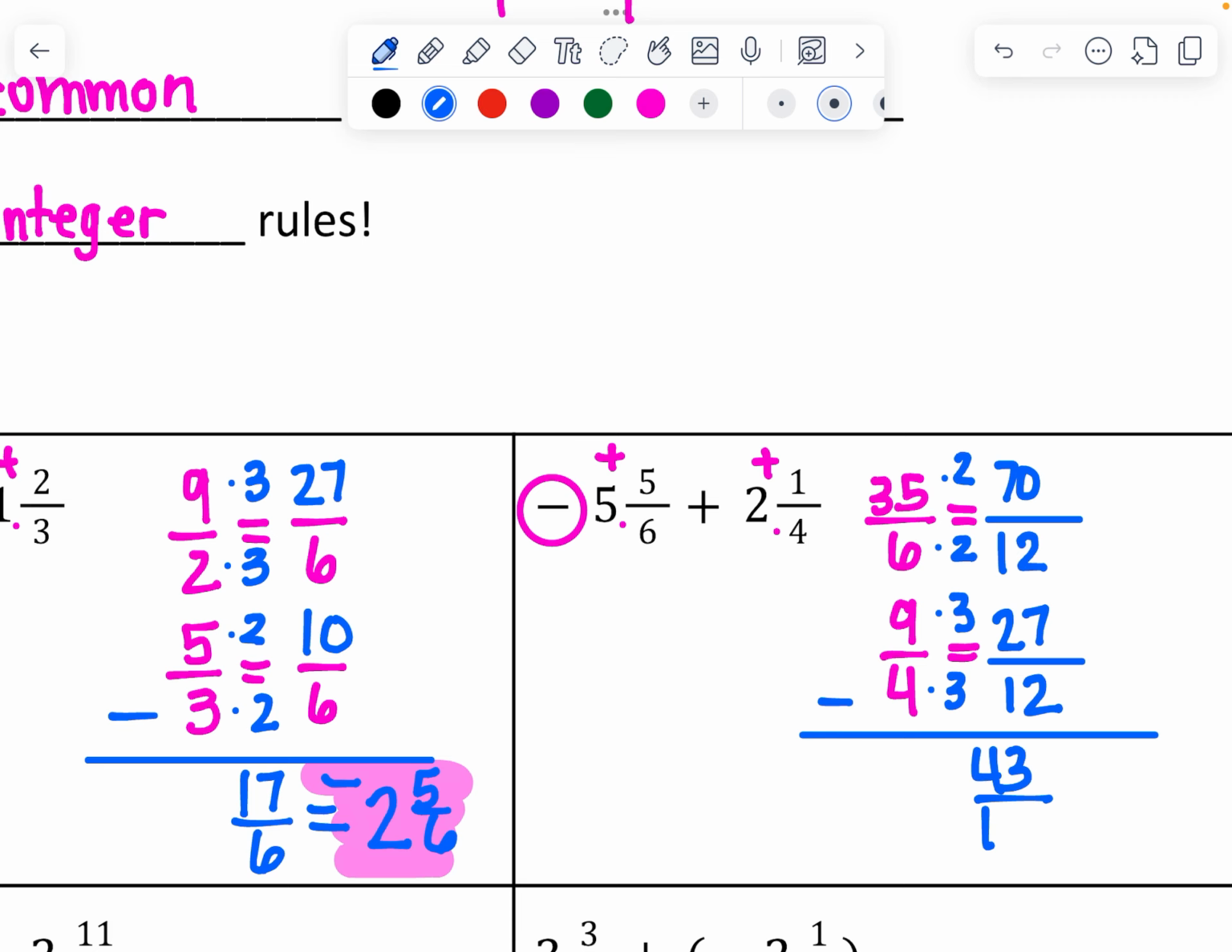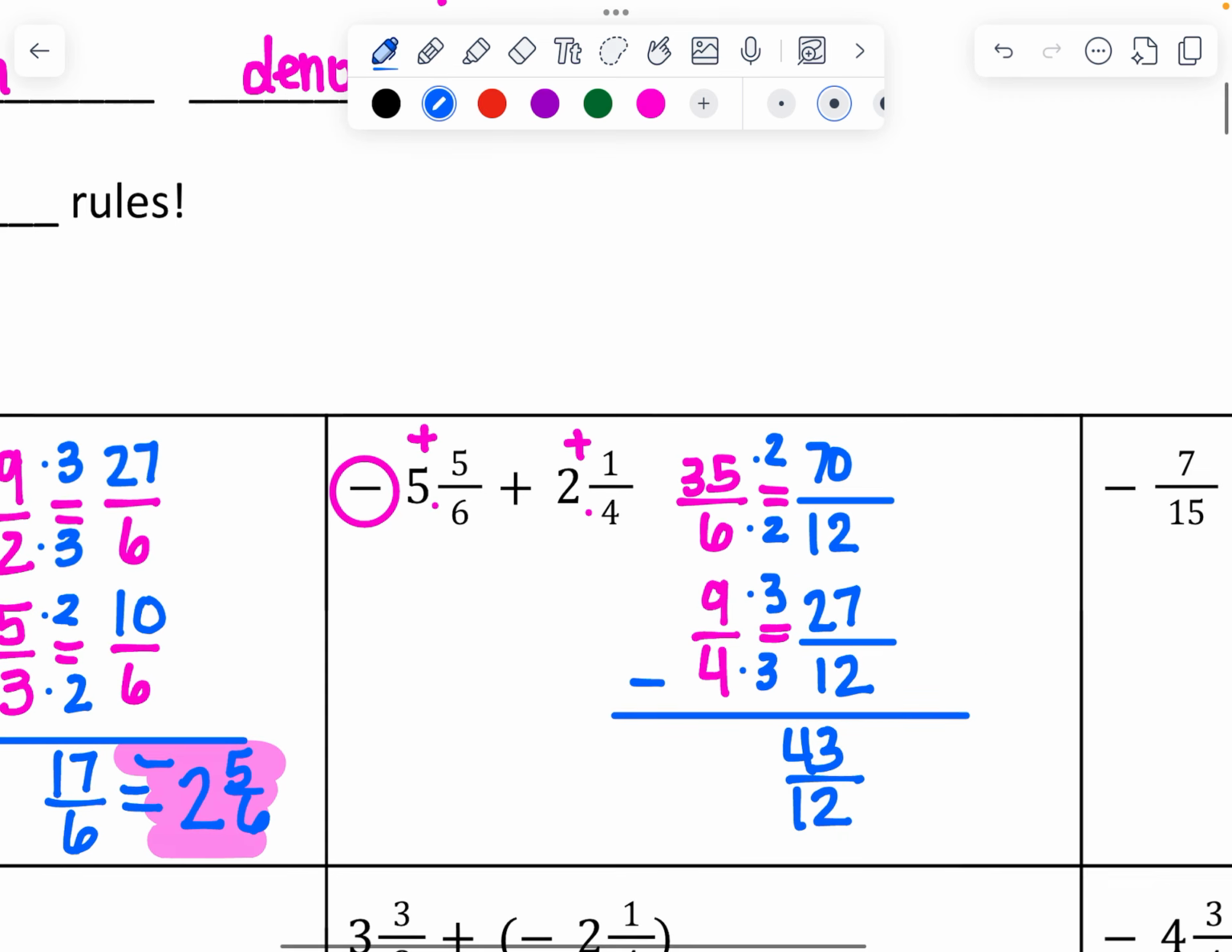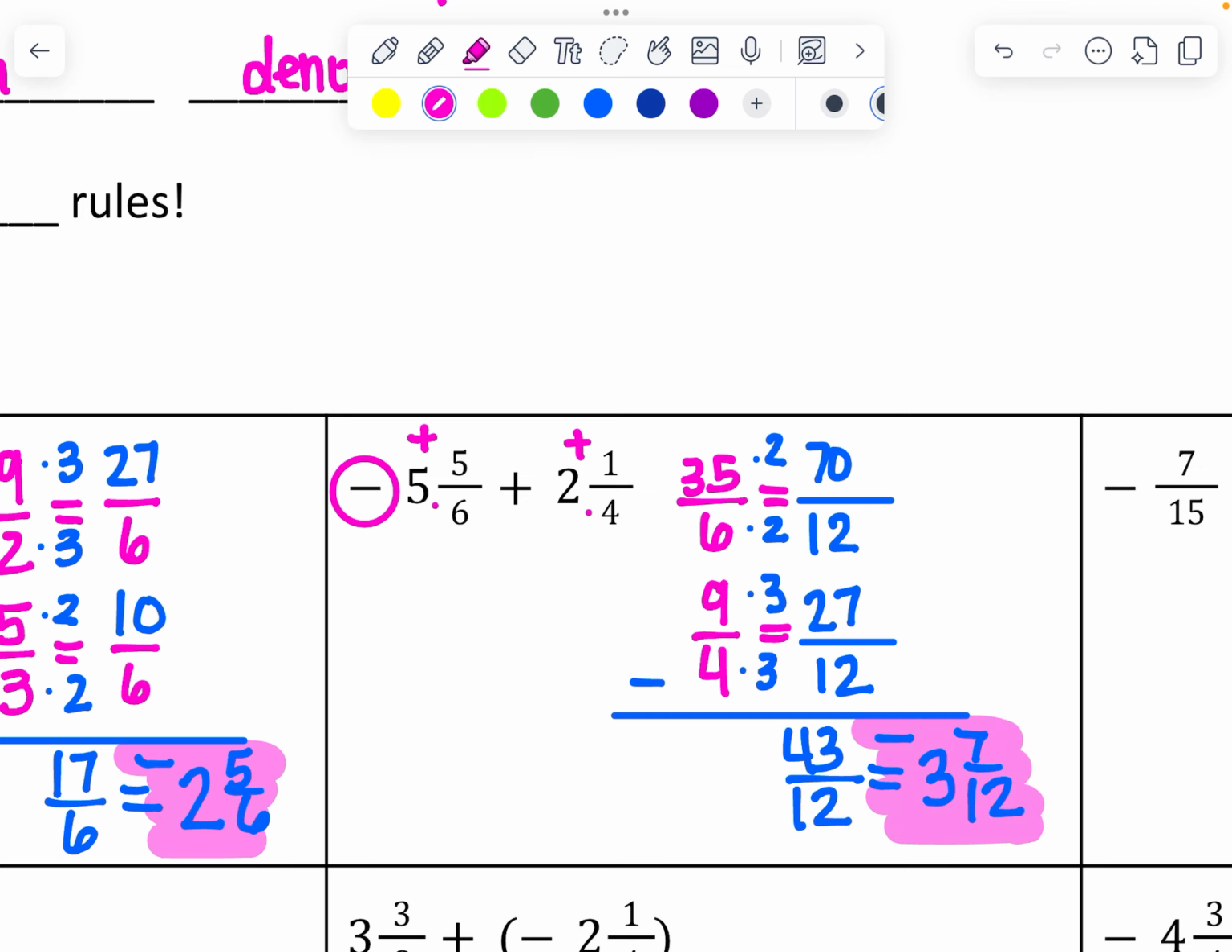Keep the denominator 12. 12 goes into 43 3 times, which is 36, and I get 7/12. Don't forget your sign, negative, because that 5 is bigger than the 2.